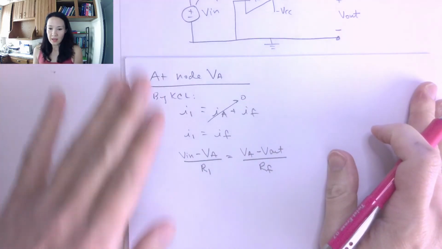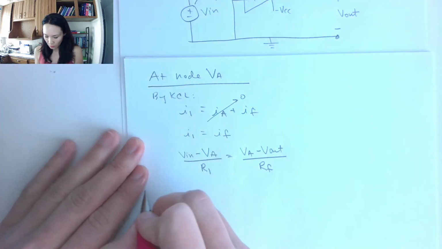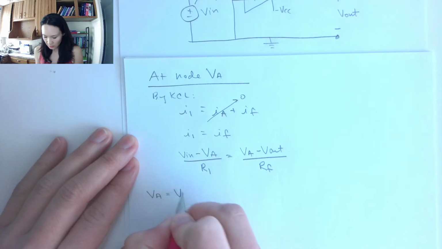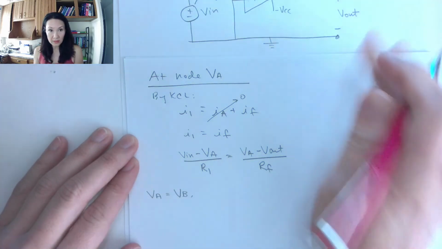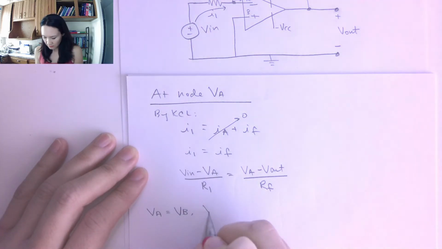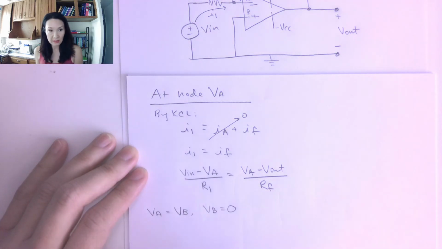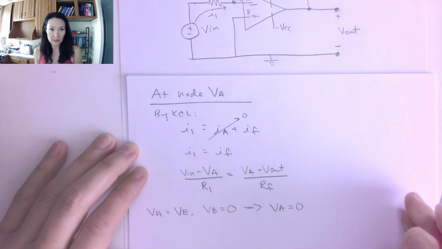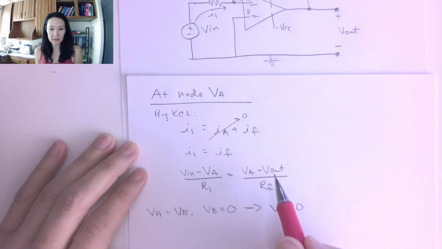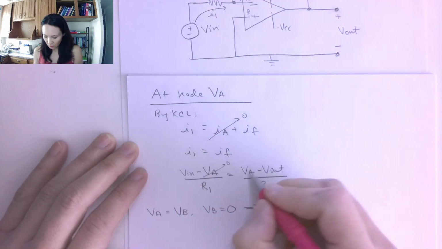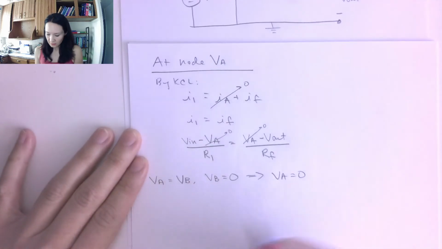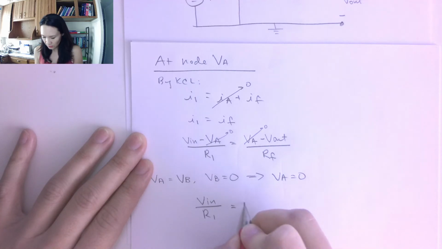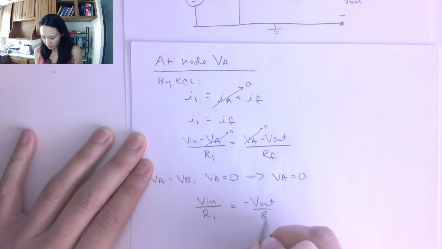Okay, so then what do we get to say? Well, we know that because of the ideal op-amp approximation that VA is equal to VB, right? And we also see in our circuit here that VB is tied directly to ground. So that means VB is equal to 0. So this implies that VA is also equal to 0. So wherever I have a VA in this equation here, I get to just replace it with 0. So now my equation is V in over R1 is equal to negative V out over RF.